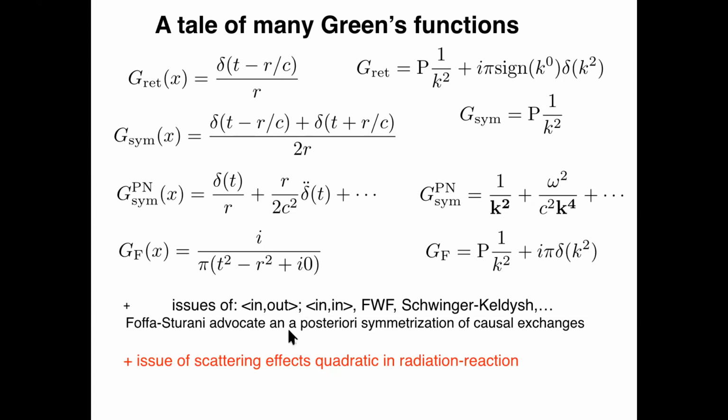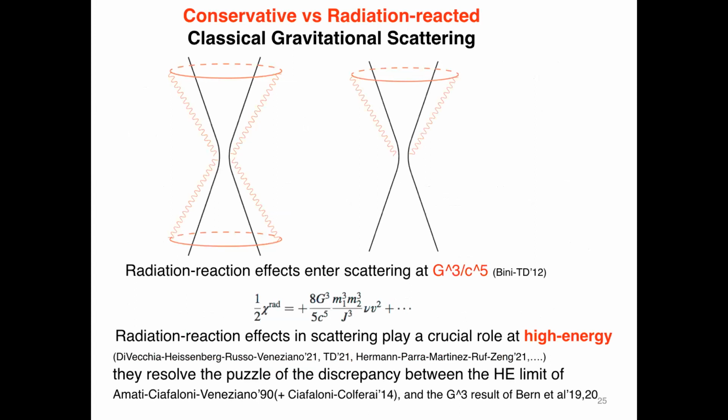I should say that Foffa and Sturani actually advocate a different way. And I should say also that it is totally unclear to me what Blümlein and collaborators do. I have asked them questions about exactly what is the link between what they compute in their appendices and their work, and I never got an answer, so I hope we will get some answers. And then there is the issue of terms quadratic in radiation reaction. Now, I will be fast, I have just a few slides more.